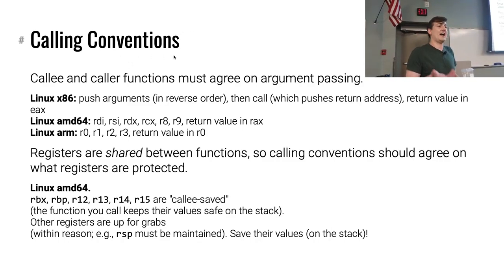This just means that if I write C code and I want to call your C code, then we agree, if we're talking Linux AMD64 calling convention, that I know how to get arguments and you know how to pass arguments to me. Because if we can't decide on that, then we can't write functions that we can call.